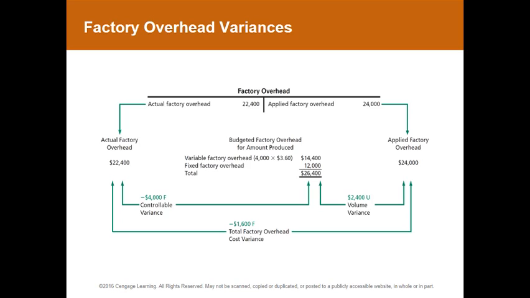Here's a cute little graphic for you to see how they all break down when it comes to factory overhead. First we have the actual, what occurred, then we have the application, which is based off those budgets. How is that budget determined? What are the variances? Are they controllable? Are they volume? What are they comprised of?